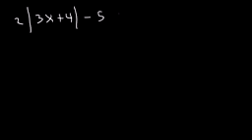Let's try another example. Let's say we have 2 times the absolute value of 3x plus 4, minus 5, is equal to, let's say, 9. Go ahead and find the value of x. So at this point, you don't want to write two equations just yet. You want to get rid of the 2 and the negative 5 on the left side. So let's begin by adding 5 first.